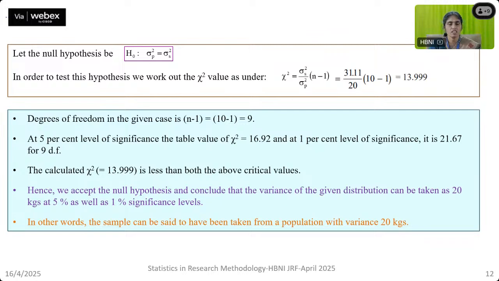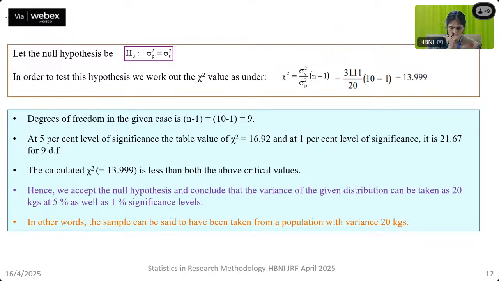The original value prior to taking the square root is the variance. Here the null hypothesis will be that sigma s square is equal to sigma p square, that is, 31.11 is approximately equal to 20. When we use the chi-square statistic and apply the equation, sigma s square by sigma p square into n-1, the value comes out to be 13.999. There are critical data tables available for chi-square. I will show you in the next 2-3 slides.